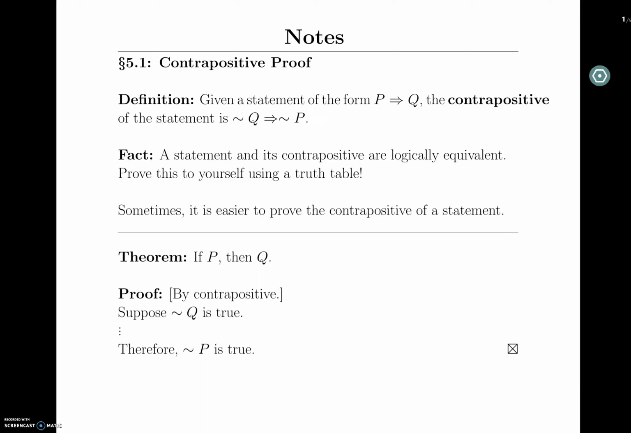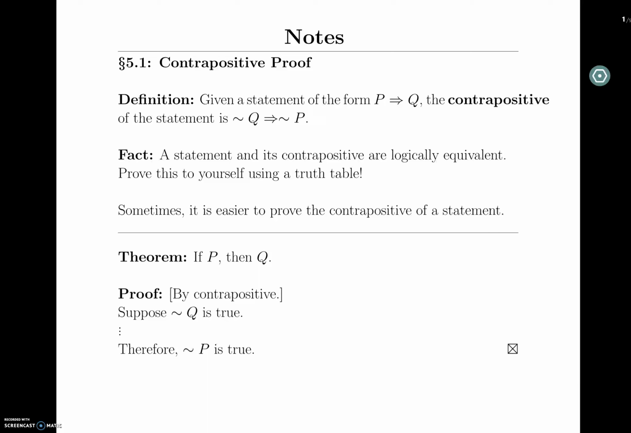So, the outline of a proof of this form will look like this: we have a theorem, if P, then Q. In the proof, we indicate to the reader that we're going to do it by contrapositive, and then we suppose that not Q is true, and go through our logical steps until we get to the conclusion that not P is true. So let's take a look at an example of this.